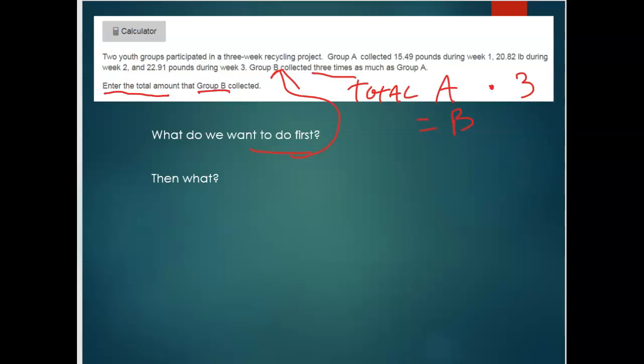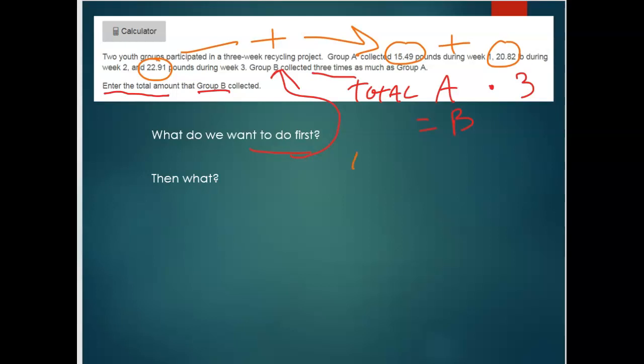Okay, so the total of Group A times 3 is Group B. But we don't have the total of Group A yet. All we know is Group A, it's sort of divided up into 3 different weeks. We have that quantity, and that quantity that we'll need to add up to get the total. Add those things up, and we'll have the total of Group A. So that would be what I want to do now. I want to get the sum of the Group A numbers here.